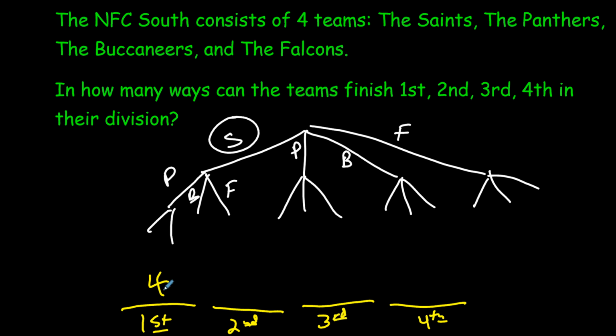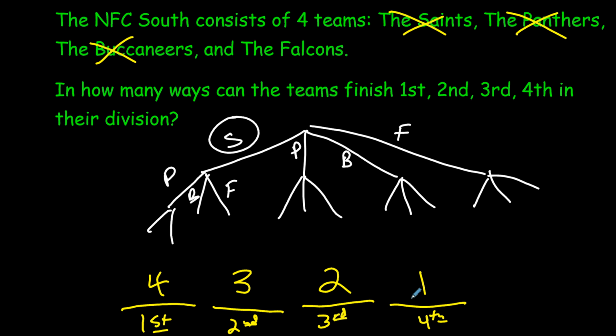And then once we've chosen that team, let's say it was the Saints because they tend to get first place, we've already used the Saints, and so we ask, now how many teams are there? There are only 3 teams left, so we have 3 teams to pick from. Once we've picked first and second place, let's assume the Panthers got second place, then there are 2 teams left to choose for third place. So we only have 2 choices left for third place. And then once we have picked first, second, and third, fourth place will be that remaining team. In this case, it would be the Falcons.